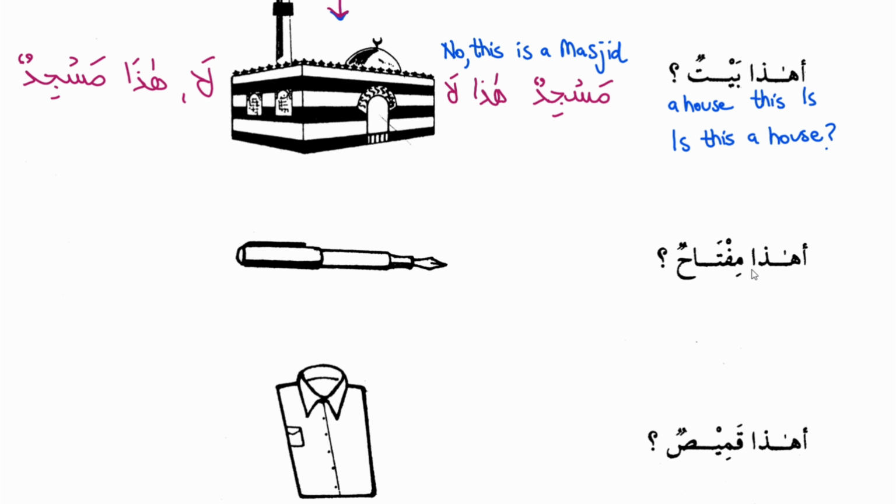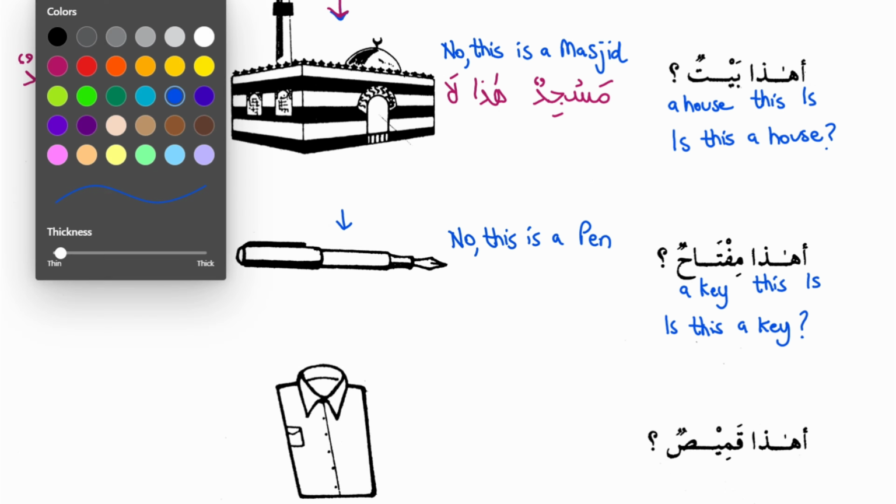Ahaza miftahun. For a we'll write is, for haza we'll write this, and for miftahun we will write a key. We have already learned this, right? Miftahun means a key. So the final translation of this question is, is this a key? No, right? This is a pen. It is not a key. So we will write no, this is a pen.